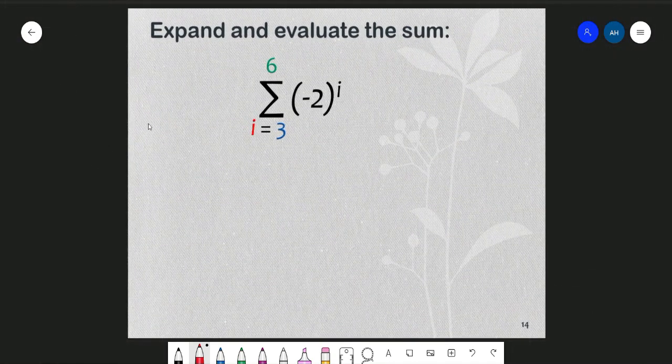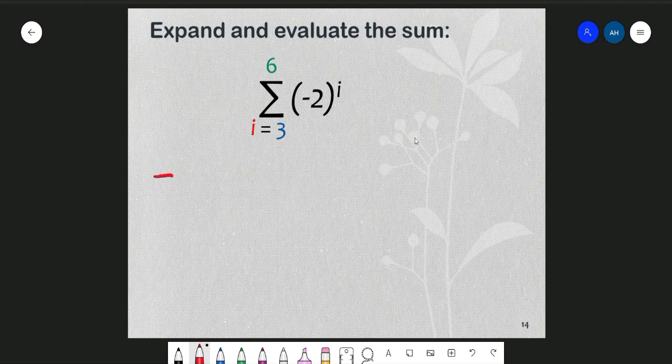Now let's see here, we want to ask almost the same problem. It's asking us to expand and evaluate the sum. In this case we are given negative 2 to the power i. We note here that i is not starting from 1, it is starting from 3, to 6. All right, so let's write it down.